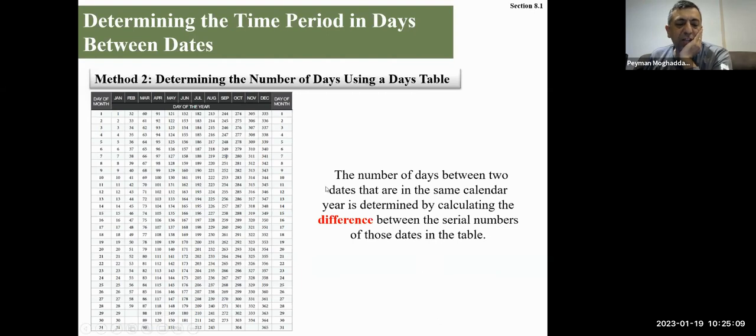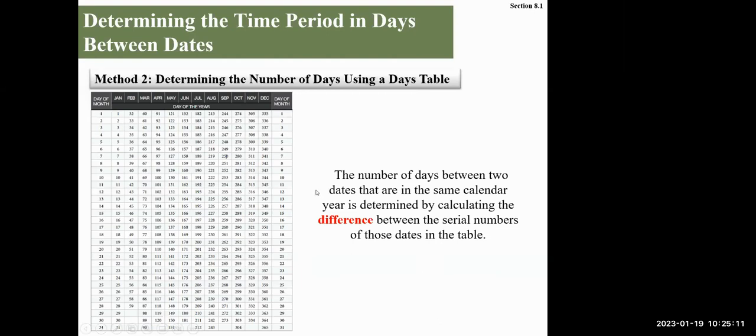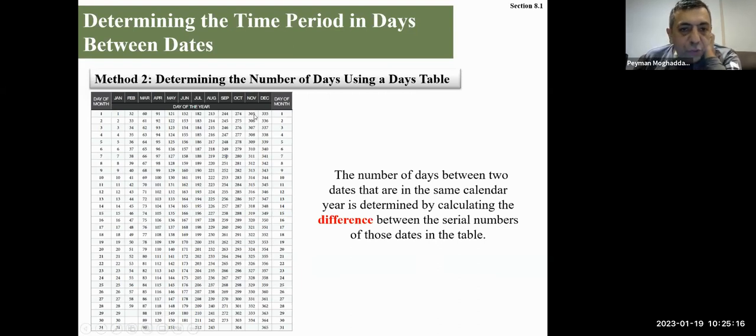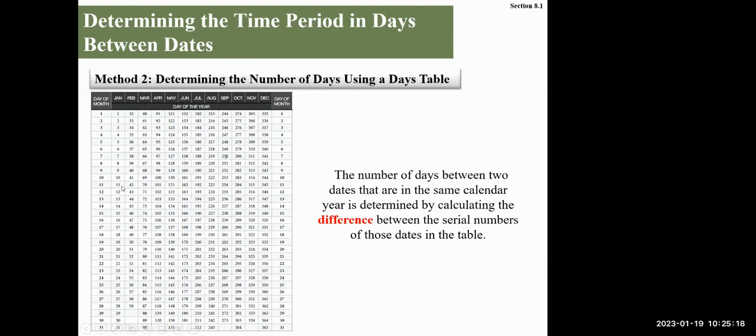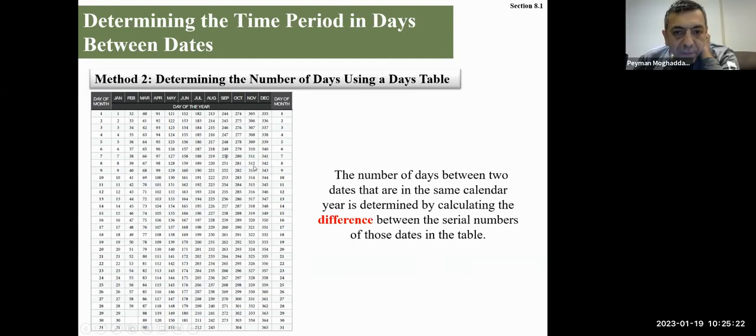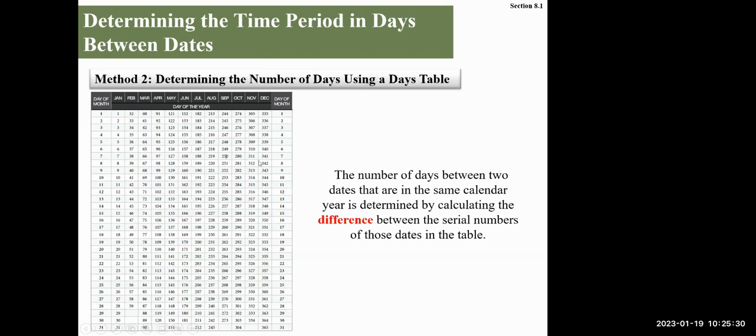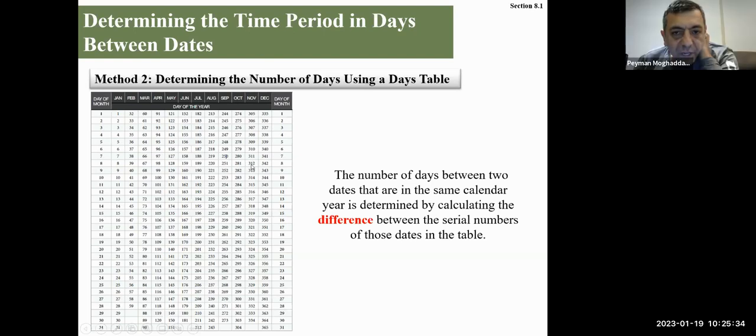Any question until now? Excuse me, please. Could you go over that again? You mean from November 8 to February 11? Yeah, February 11. Okay, so November 8 is going to be 312, right? Do you see my cursor? Yes, I do. Yeah, 312, November 8.